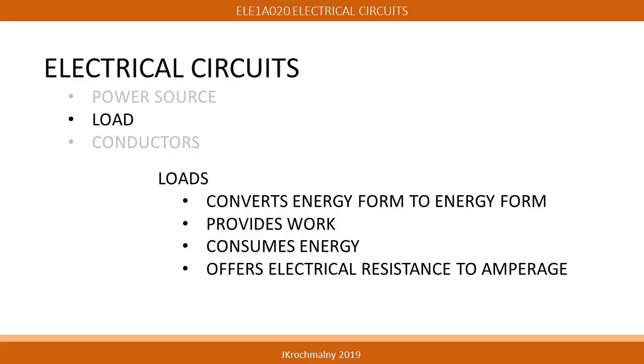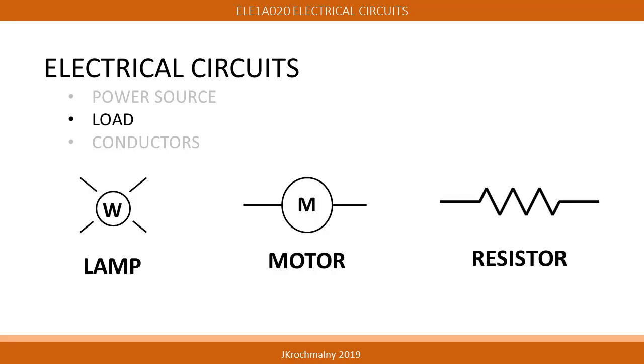All electric circuits must have loads that accept the electrical power and convert that power into another energy form. Electrical loads provide the work using electrical energy, and as they do so, they consume energy. Electrical loads offer resistance to the flow of amperage. In this graphic, we see 3 common electrical loads: a lamp, a motor, and a resistor.